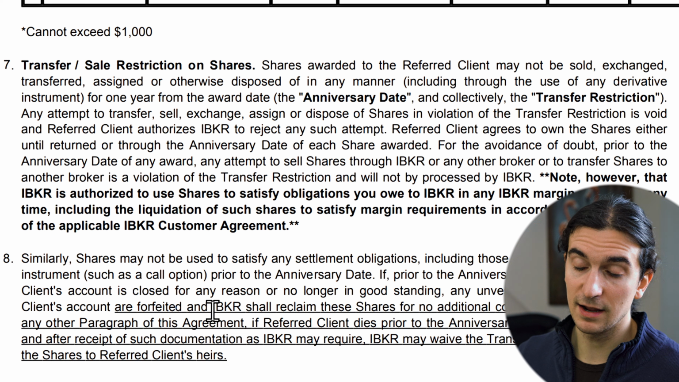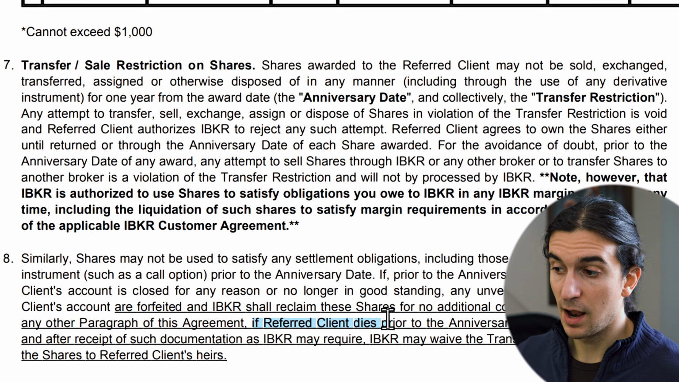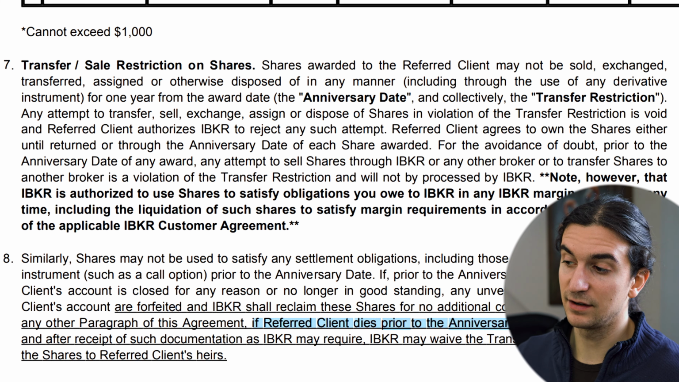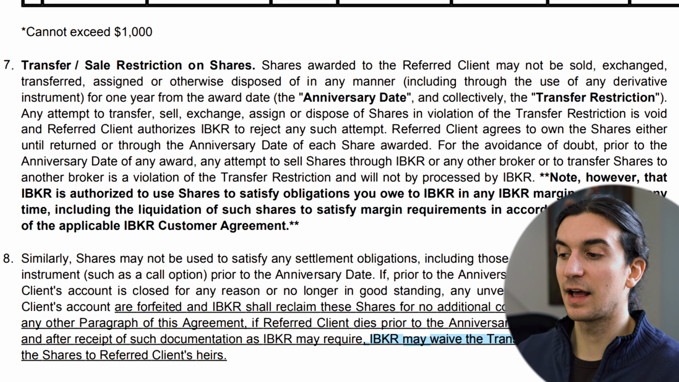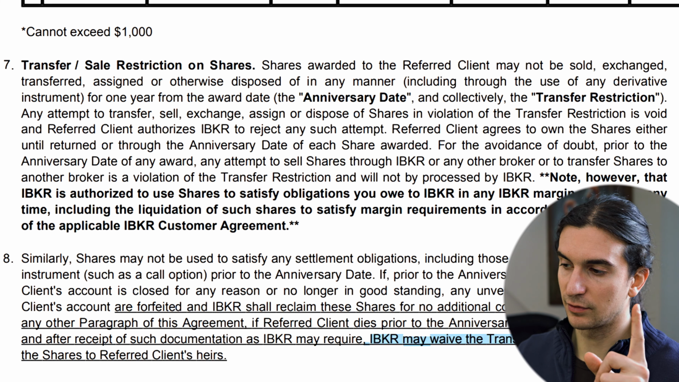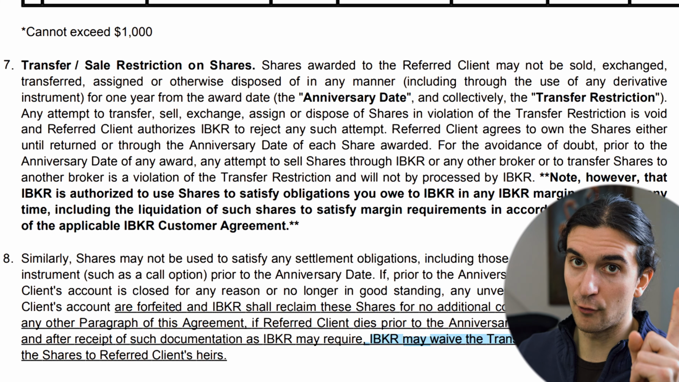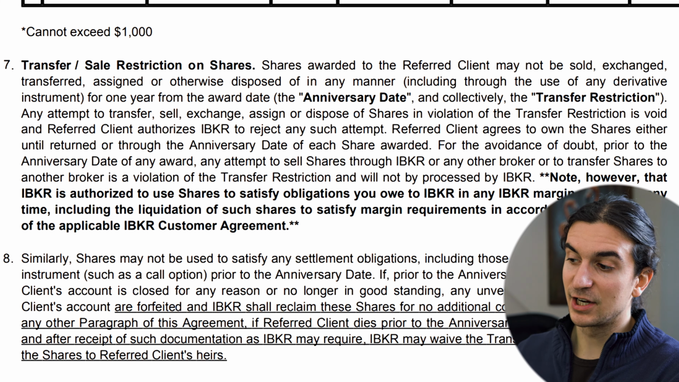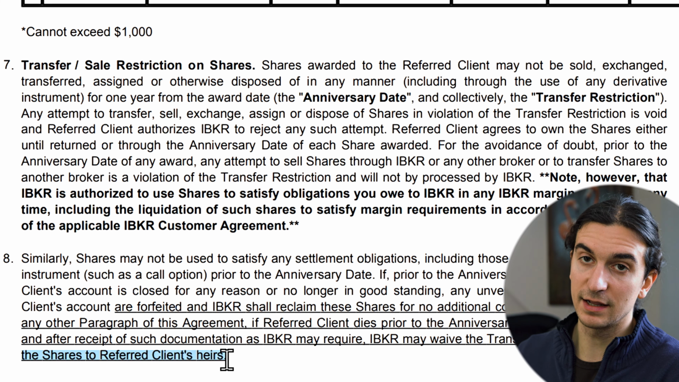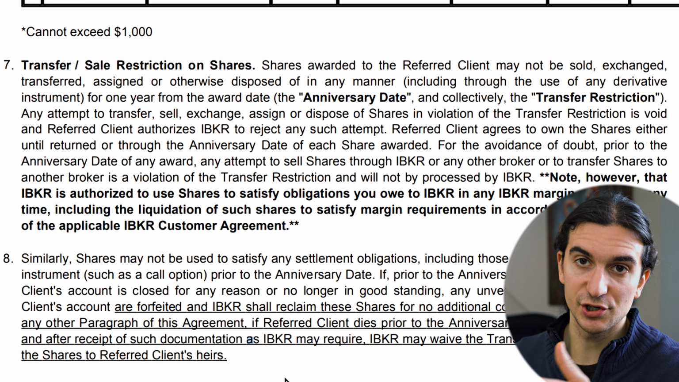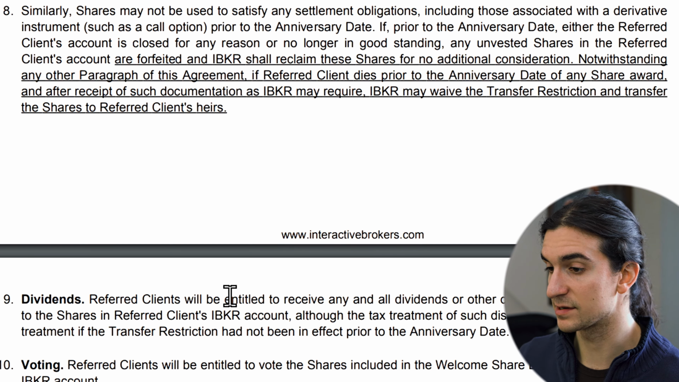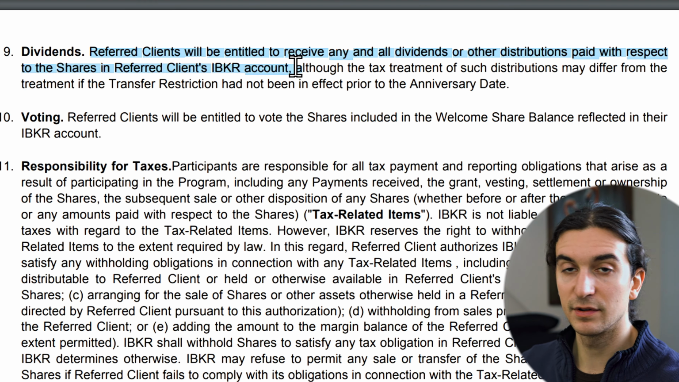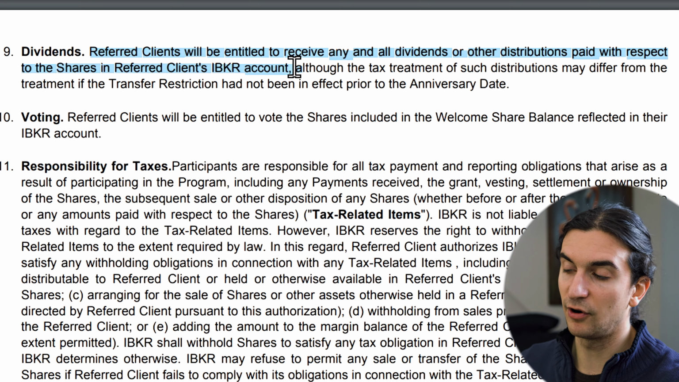And then the last thing they say is if the referred client dies prior to the anniversary date of the share reward and after receipt of such documentation as IBKR may require, they might get rid of that 1 year transfer restriction, if you somehow pass away before that 1 year anniversary, and transfer the shares to the referred client's heirs. They're going to transfer the shares to whoever is going to receive your assets if you pass away. For the time period that you have them, even during that 1 year period, you're going to be eligible for all the dividends.